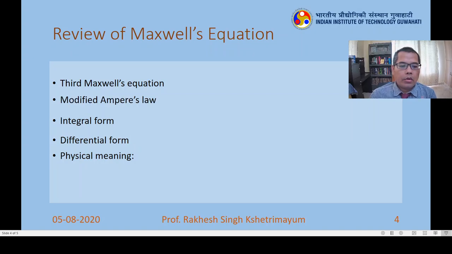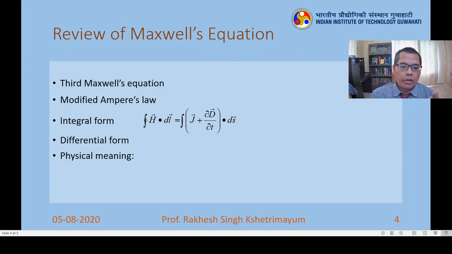The third Maxwell equation is based on Ampere's circuital law. Ampere's circuital law has some flaw. Maxwell actually modified it, corrected it. What is that flaw? We'll see in the next equation we have here. The equation in the integral form is ∮ H · dl = ∫ (J + ∂D/∂t) · dS.